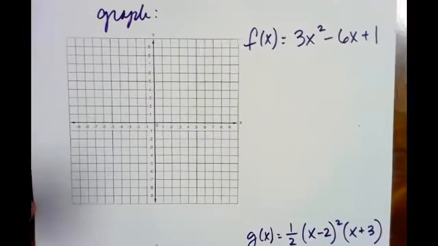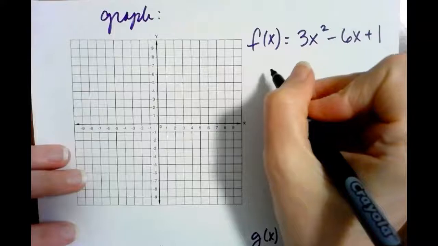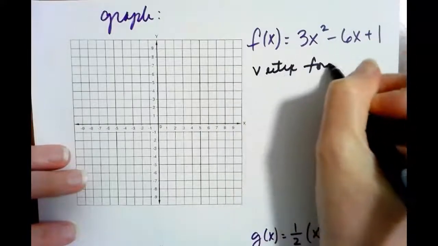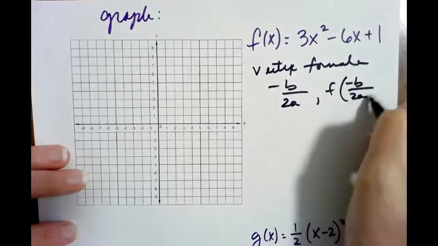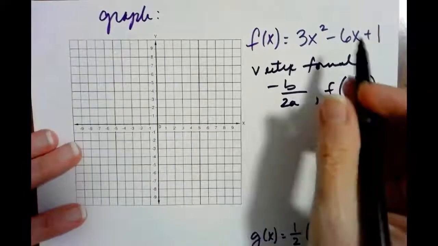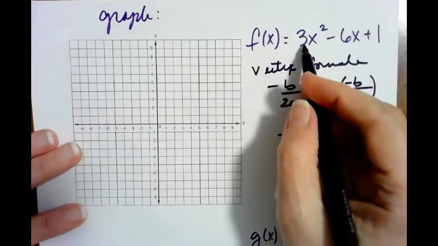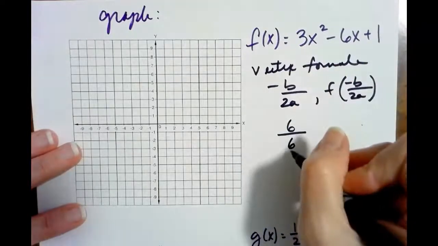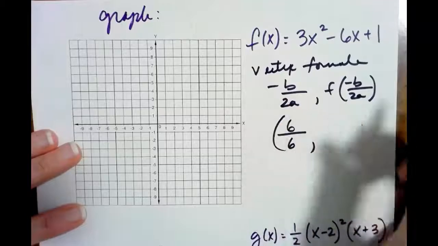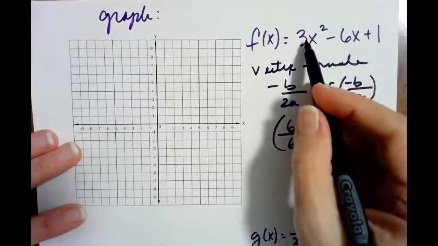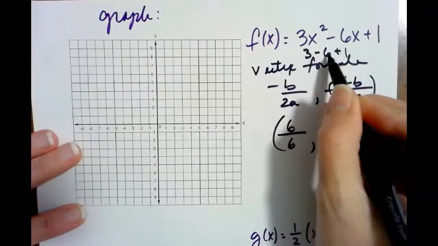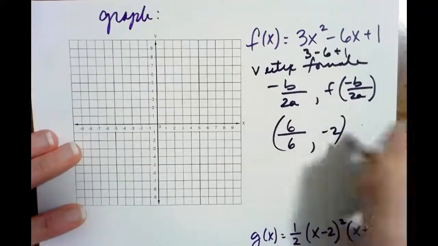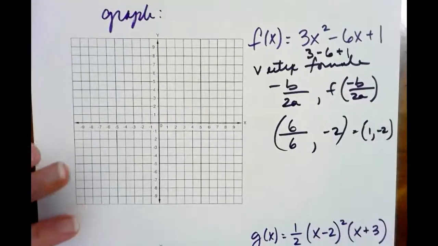Couple more graphing problems. Another parabola, this time though in standard form. This would be a good time to use the vertex formula. The vertex formula is the opposite of b over 2a, and then f of the opposite of b over 2a. So let's plug that in. The opposite of -6 is 6 over 2 times 3, which is 6. So we have an x-coordinate of 1. And then f of 1 will be 3 times 1, which is 3, minus 6 times 1 plus 1, so that is -3 plus 1, that is -2. So we have a vertex at 1, -2.